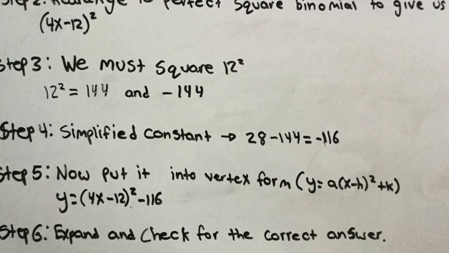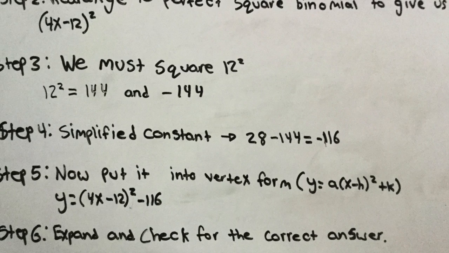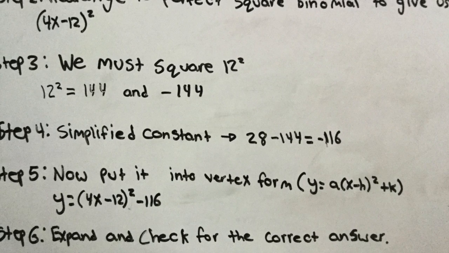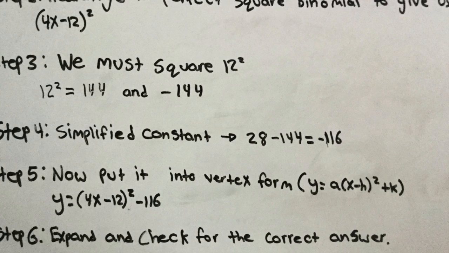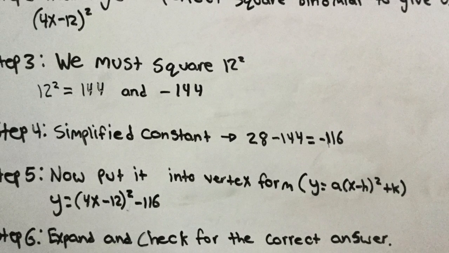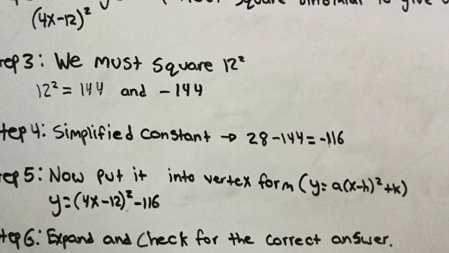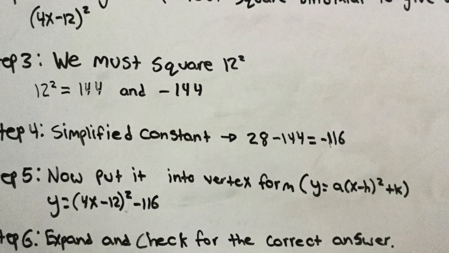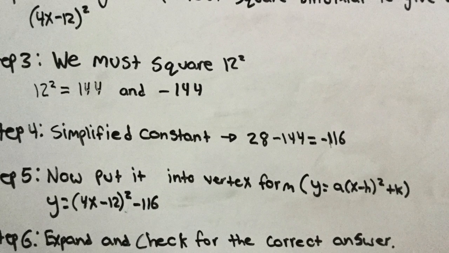And now step 5 was to put it into vertex form, which is y equals a(x minus h) squared plus k, and which will give us y equals 4x minus 12 squared minus 116. And step 6 was expand and check for the correct answer, and we were able to get 28, which is correct.